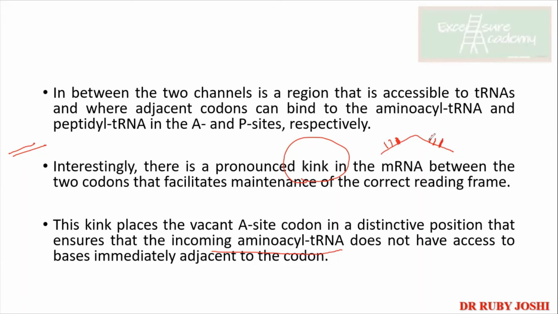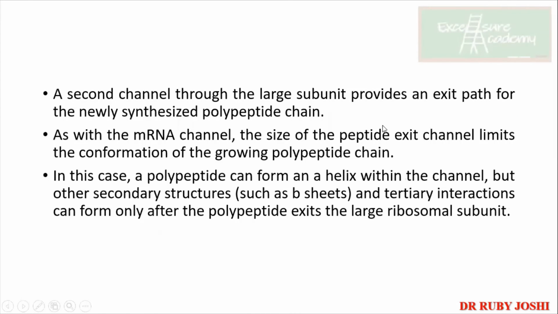ठीक है, उनका साइट जो है, the space which is provided to the aminoacyl tRNA is such a way that it is just going to base pair with these codons only, ना कि उसके बाजू वाले के साथ, और ना कि breaking the hydrogen bonds over here or disturbing the P site tRNA. Okay, so the structure is made in such a way that it is not going to disturb the arrangement of the codons. Now, a second channel through the large subunit provides an exit path for the newly synthesized polypeptide chain.